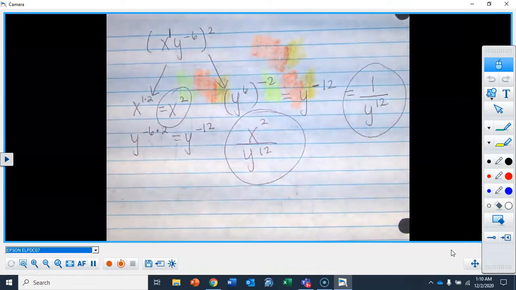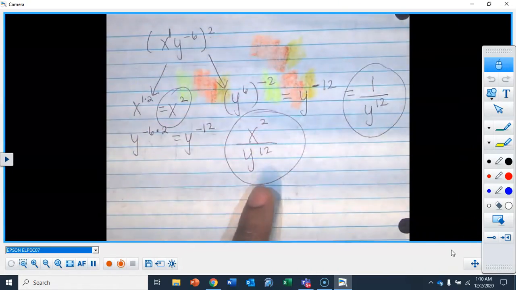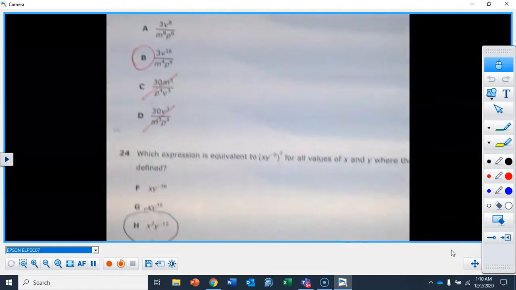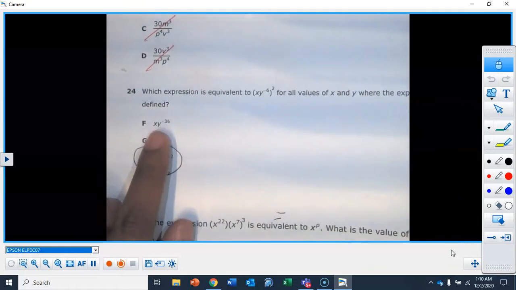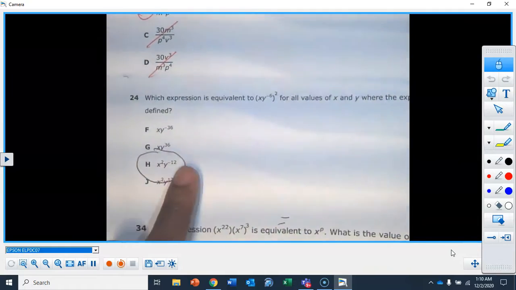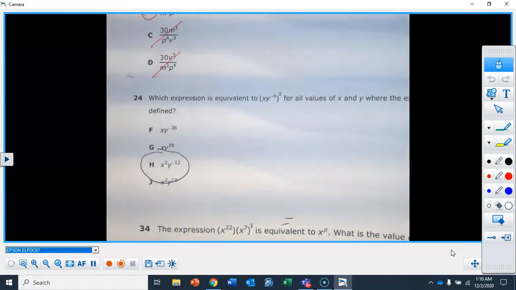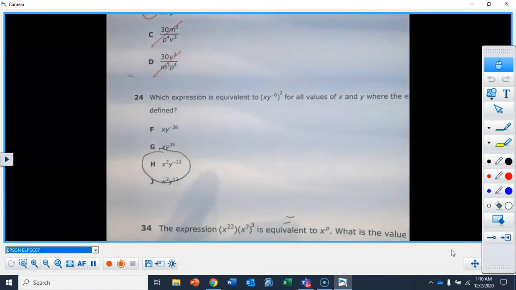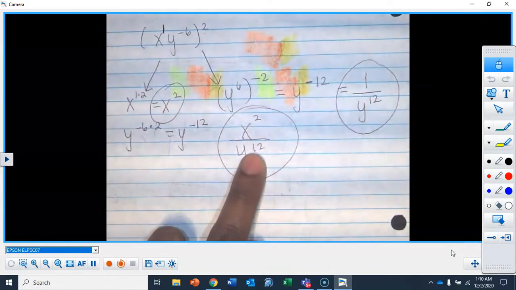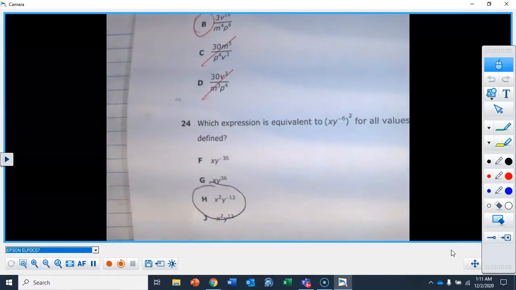Okay, just replay it again. Now, this is the proper mathematical way to do this. However, as you can see, they don't have it in fraction form. So this is the answer you would circle, x squared y to the negative 12. But the right way to really write it, because you don't like negative exponents, is that way. But based off of the star, circle h.